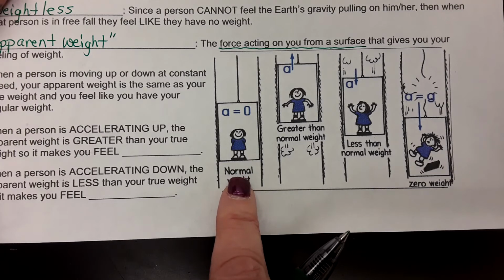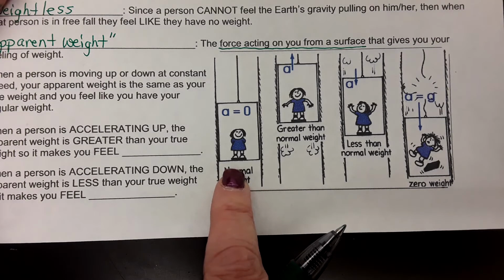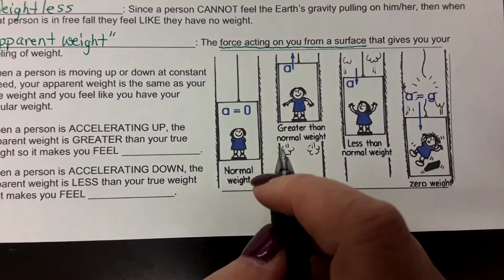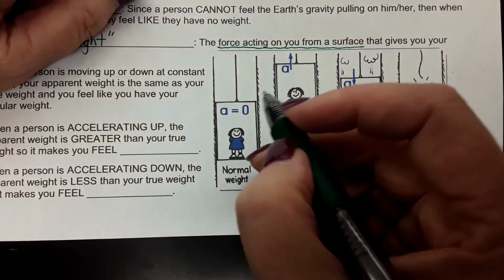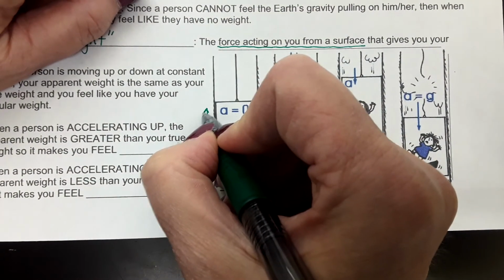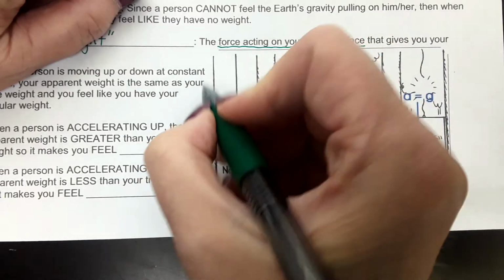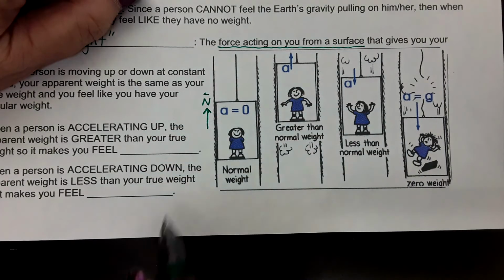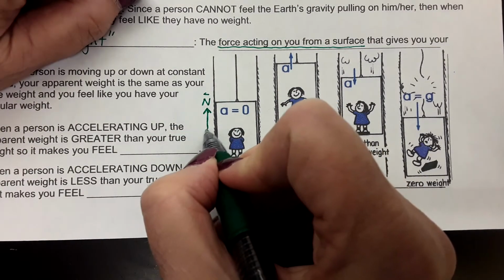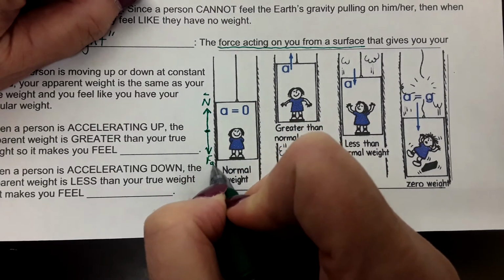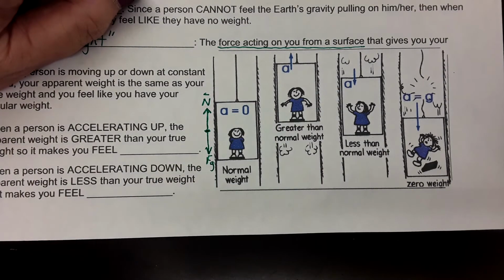When the person is in the elevator, if the elevator is at rest or maybe moving up and down at constant speed, then the normal force, or rather the surface force, I'm going to call it N, which is what we call your apparent weight. Your apparent weight and your true weight, your gravity, they are equal. And because they are equal, they balance out.